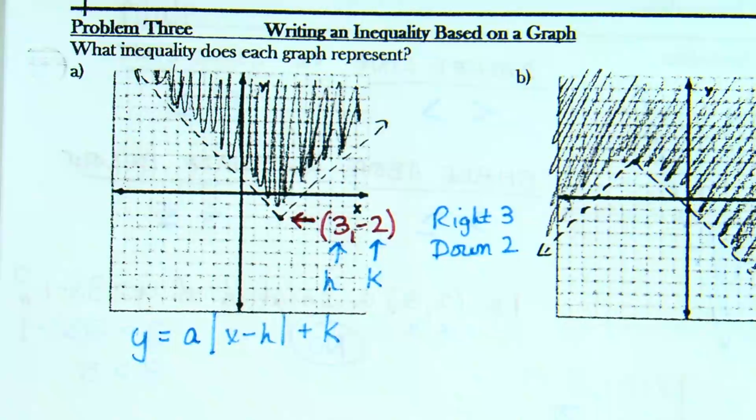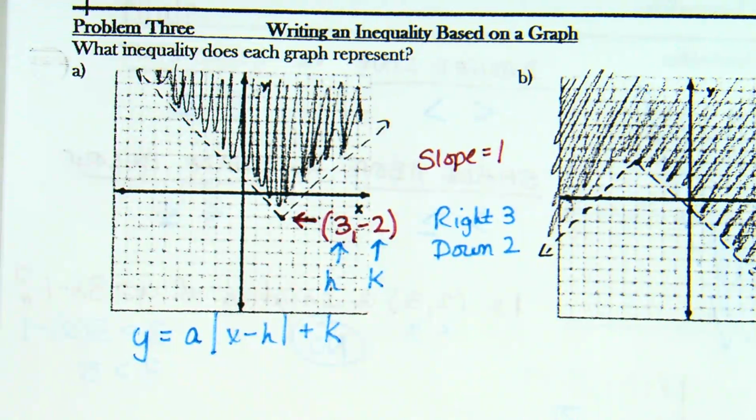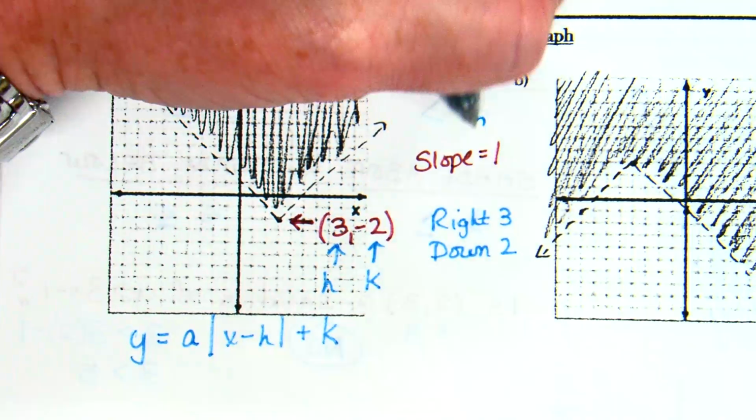Okay, let's talk about the slope. I know it's a little hard to tell here, but what's that slope doing? Up 1, over 1? It is. So a slope of 1, what is that telling me? That is my a value, which basically means we just don't have to have anything out there.